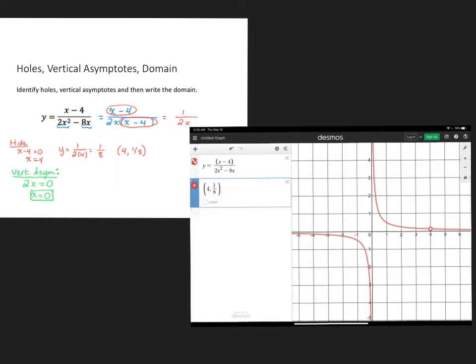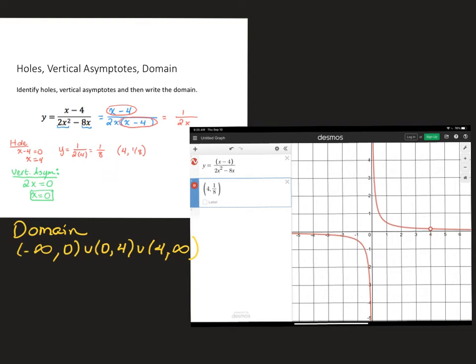Just to show you guys really quickly, if I was going to write the domain of this function, the domain starts at -infinity, goes up to that vertical asymptote, but won't include the vertical asymptote, then goes from the vertical asymptote to the hole value, so at x equals 4. We're not going to include the 4, and we'll then go from 4 to infinity. So we've got the hole at 4, 1/8.